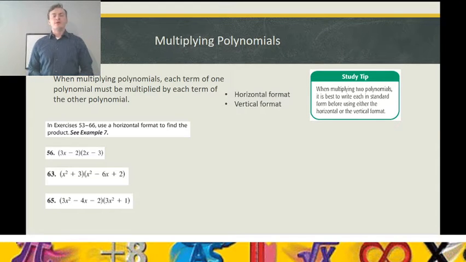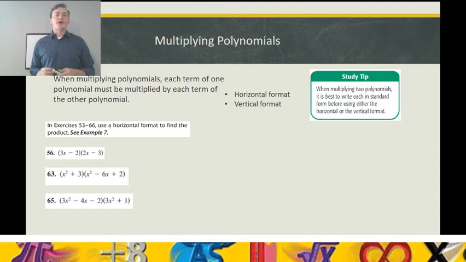So now we will move forward into multiplying other types of polynomials. We have looked thus far at multiplying monomials to other polynomials. We have looked at multiplying two binomials together. Let's take a look now at multiplying other various polynomials.